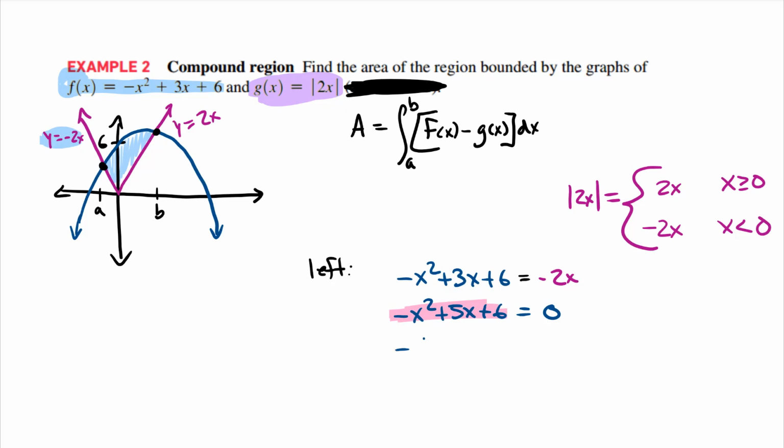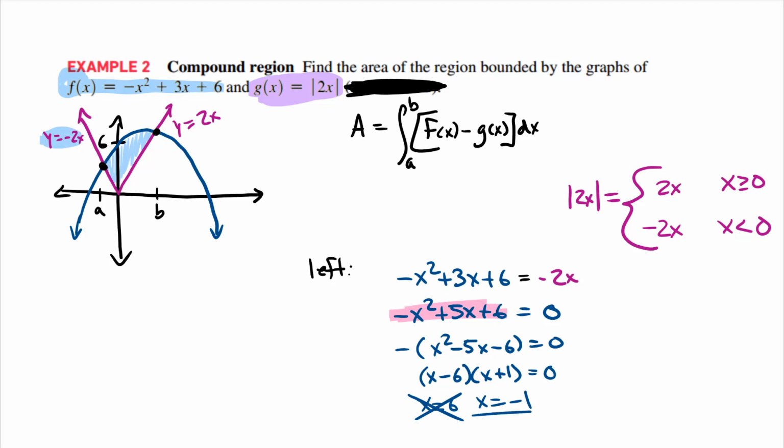All right, now I'm going to factor out the negative, and then we'll factor this. What is that? Minus 6, positive 1. I also divided by negative 1 really quick, just got rid of that, because we're not going to use leading coefficients that are negative. So we got x is equal to 6, or x is equal to negative 1. But since we're looking at the left-hand side, x equals 6 is not an answer. It's x equals negative 1. That's what our a value is, the x value of the point of intersection. So x equals negative 1.